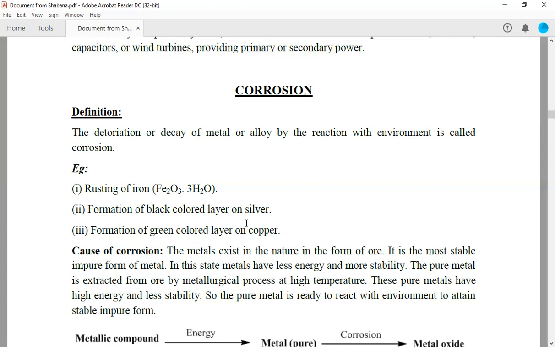The corrosion of metal is measured in units of milli-inches per year or millimeters per year. So these are the units of corrosion.